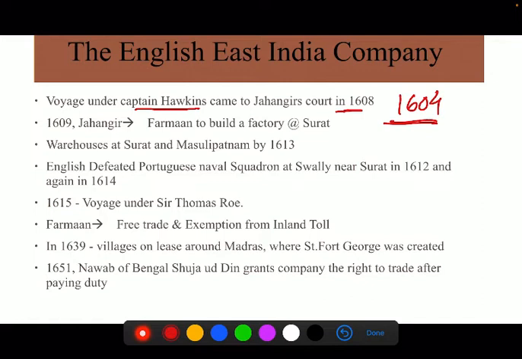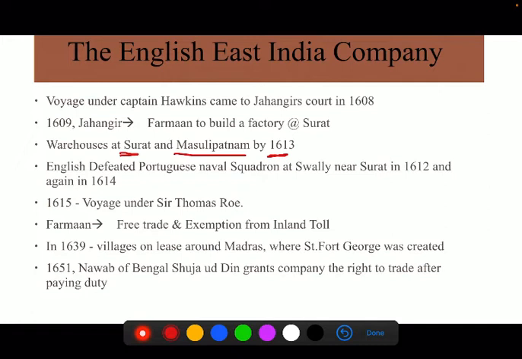But the problem was that at that point of time Portuguese were also present. So they were not allowing the Mughals to give full permission to English to do the trade. Finally, with whatever permission they had, they set their warehouse at Surat and Masulipattam by 1613. So I think everything is clear till now.